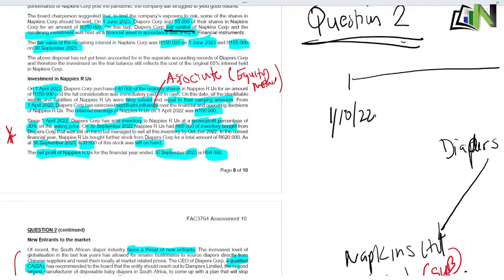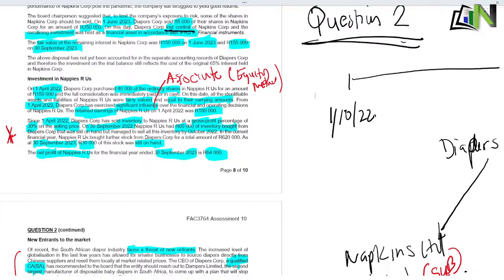Okay. It says on this date, all the identifiable assets and liabilities of Nappies R Us were fairly valued and equal to their carrying amounts. From 1 April 2022, Diapers Corp has exercised significant influence. Remember, this was what made us say that this is an associate. All right, that's how we got to know that this is an associate. Then it says, the retained earnings was also so much. Yes, this is what we are interested in. Since 1 April 2022, Diapers Corp has sold inventory to Nappies R Us.